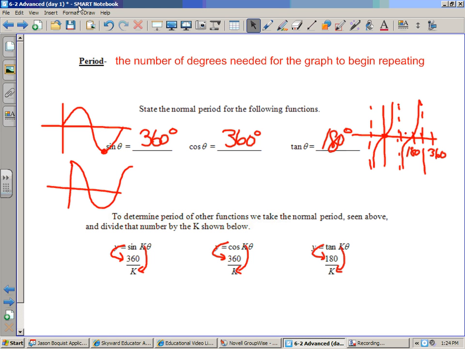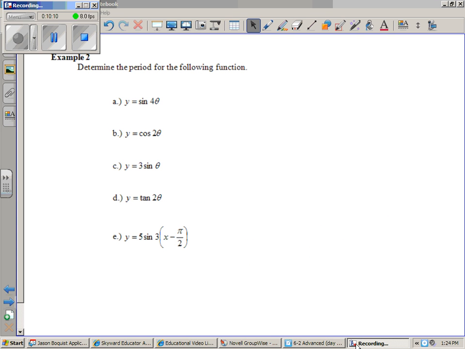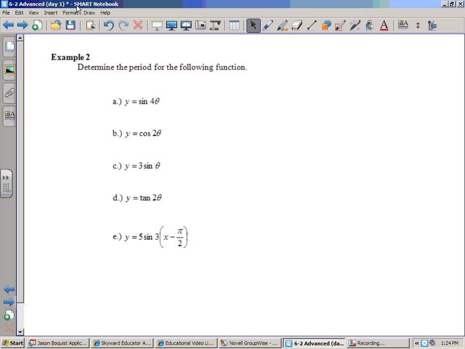I think once we do one, maybe I'll show you something. We'll see. All right, so determine the period for the following. All right, here's how I like to look at it. For sine, what is the normal period? 360. We know that we are to divide by whatever that number is, correct? So divide by 4. So my new period is 90. And I'm going to take a second and explain what that means, if you don't mind.